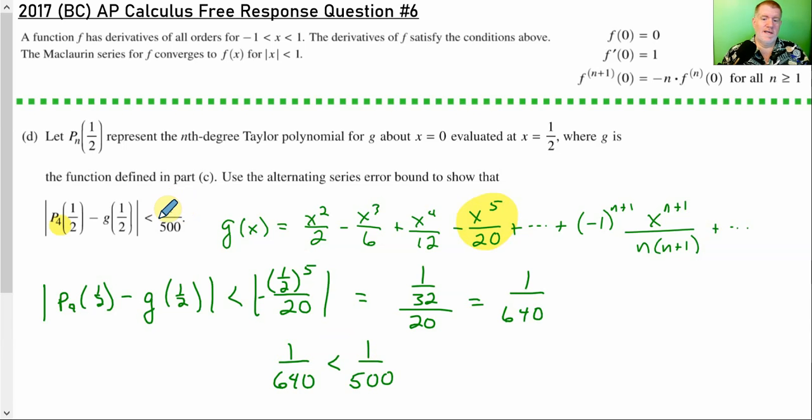All right? Well, that is your 2017 question number 6. So hopefully these are getting a little bit easier, a little bit more flowing, shall we say, as you work through these problems.